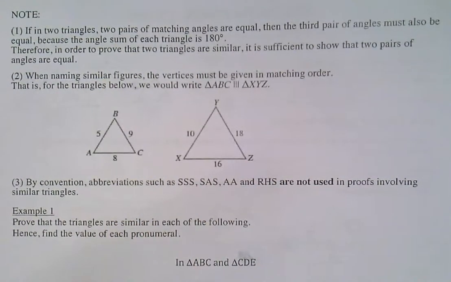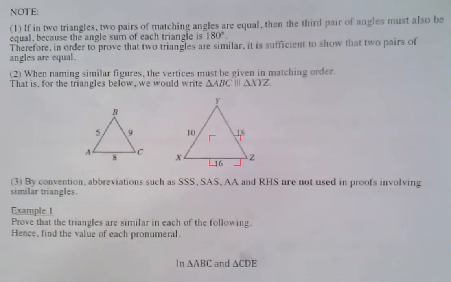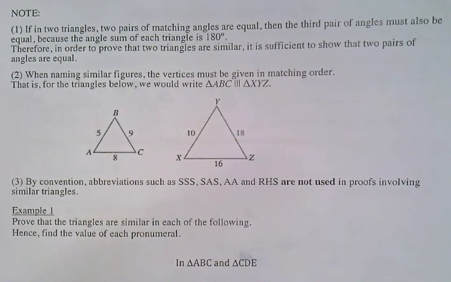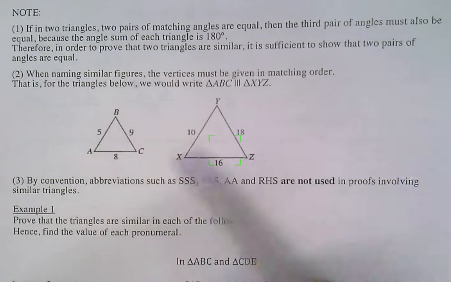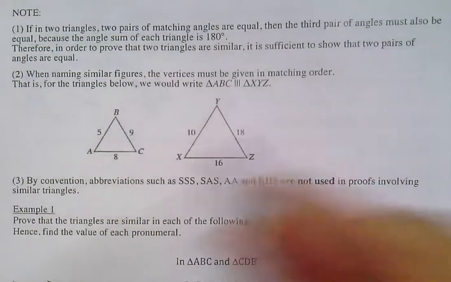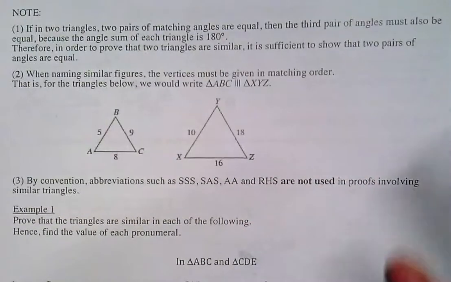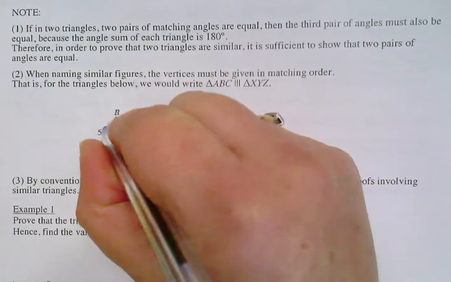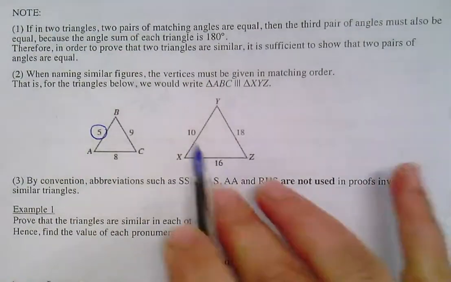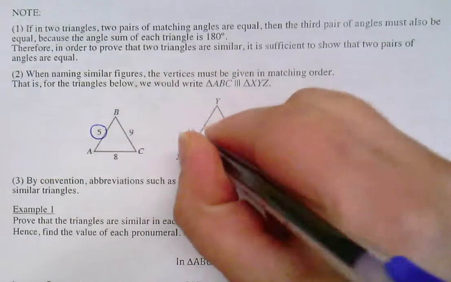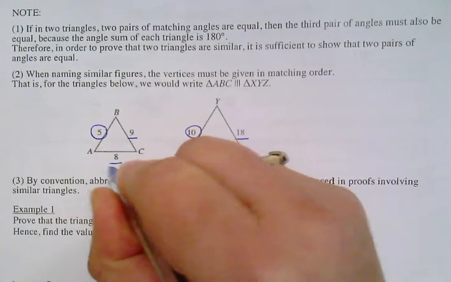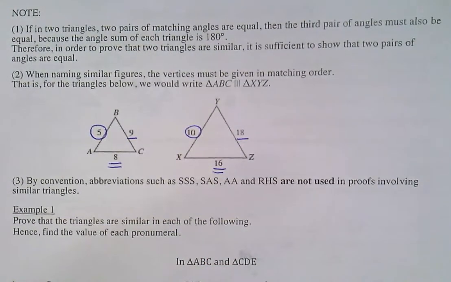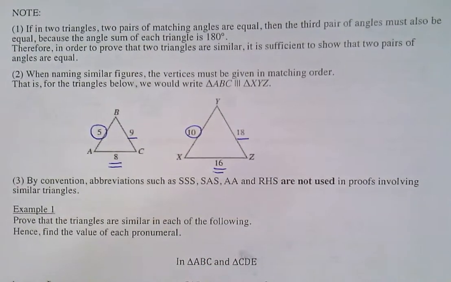Also, when naming similar triangles, just like in congruence, we must preserve order. If you don't preserve order, you're going to lose marks. So, for example, looking here, how do I know which side matches with this? I know they're drawn in the right orientation, but I always go, smallest side is 5. What's the smallest side in the big triangle? Okay, biggest side is 9. What's the biggest side over here? Okay, and medium side is 8. Medium side is 16. That's how I know which ones match which.